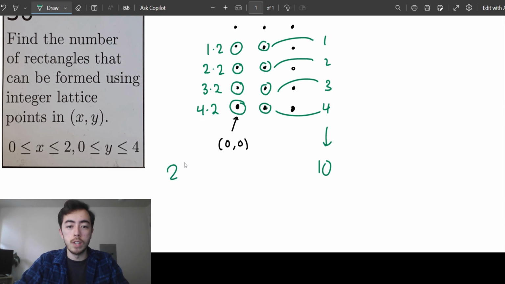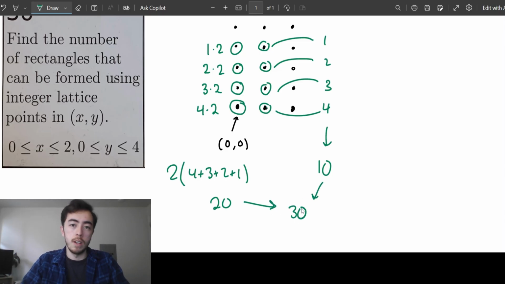It's kind of like I have 2 times, and then 4 plus 3 plus 2 plus 1, which is just 20. So overall, we do have 30 rectangles in our diagram.